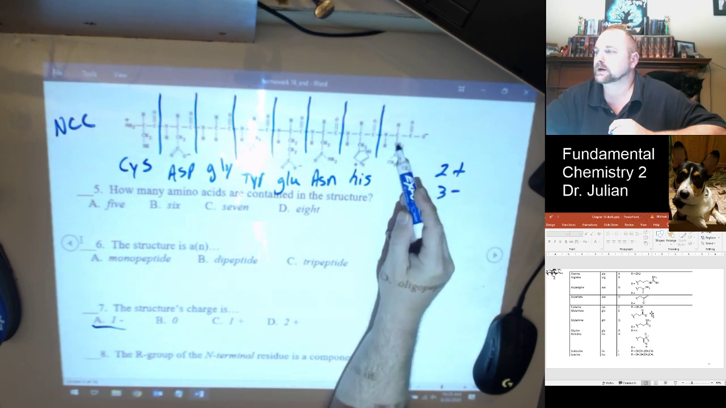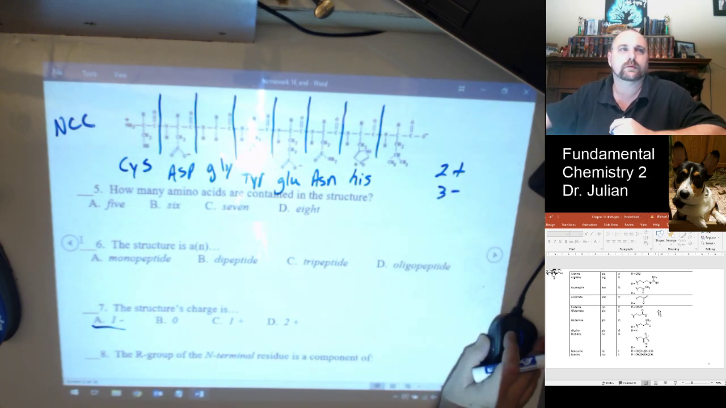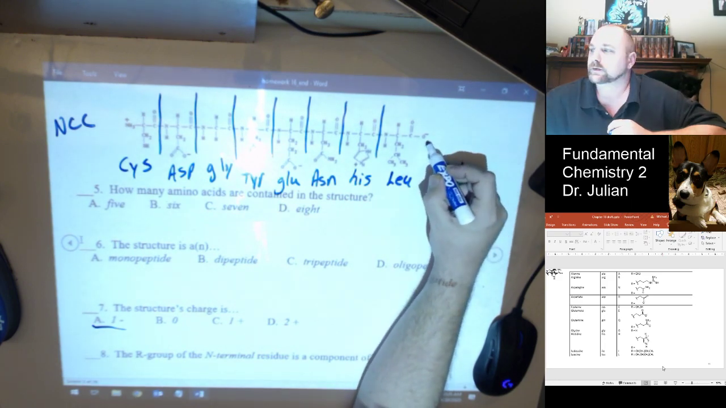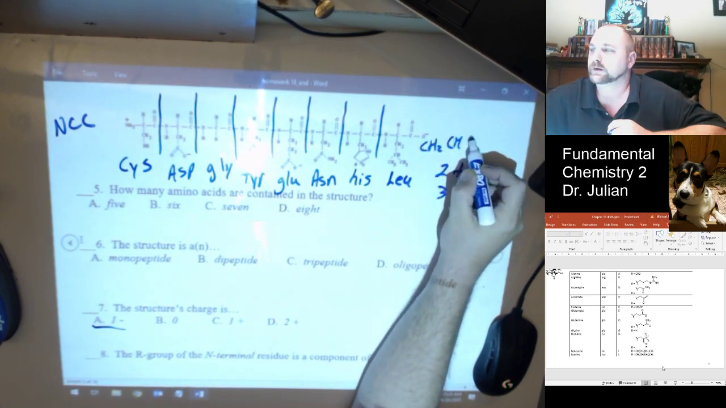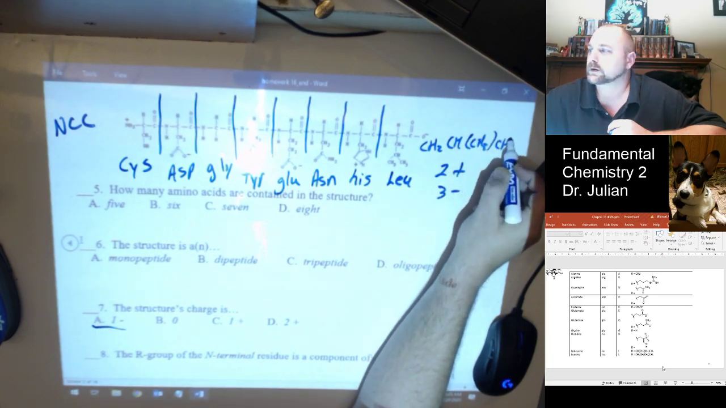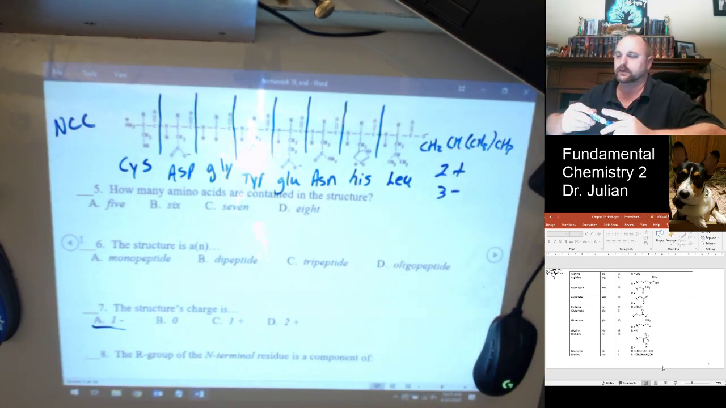And then, oh, I got a CH2, so I got isobutyl. Let's double check that. This one has a sec-butyl. This one has 1, 2, 3, 4, isobutyl. That's LEU. And so that is CH2, CH, CH3, CH3, both of those attached here. So that's LEU. Alright.